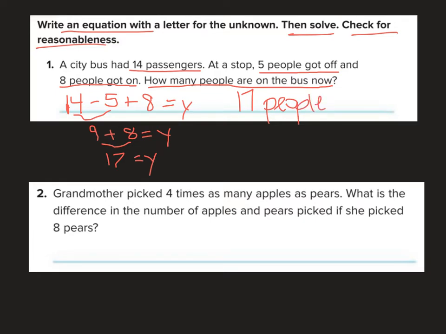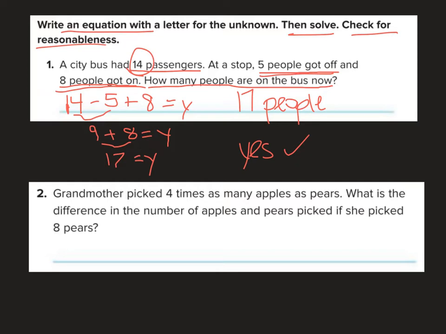Now, is this reasonable? Well, let's work backwards. So if there are 17 people on the bus now, the 8 people got on, I'm down to 9, and 5 people got off, I'd add 5 and I'd be at 14, which is where I started. So I kind of thought backwards there. So yes, it is reasonable. And too, we know fewer people got off, more people got on, so our number should be bigger than 14, and it is.